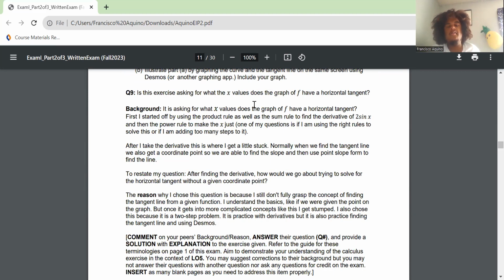So for both the question and the background, the person is asking, is the exercise looking for the x values of which the graph of f would have horizontal tangents? And yes, that is what it's looking for. It's stated in the problem statement.